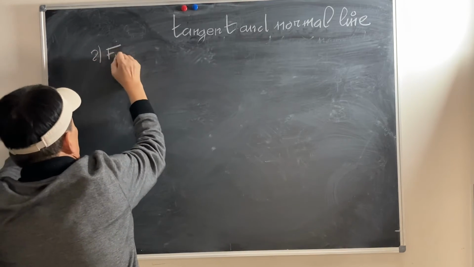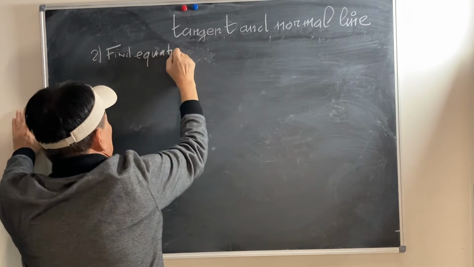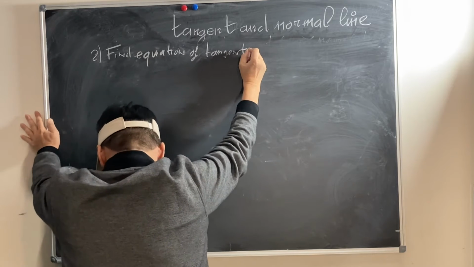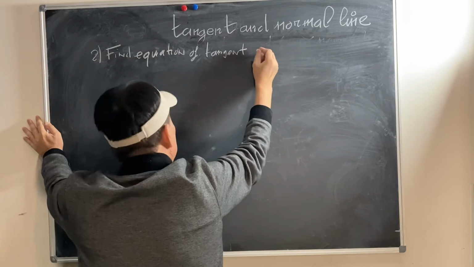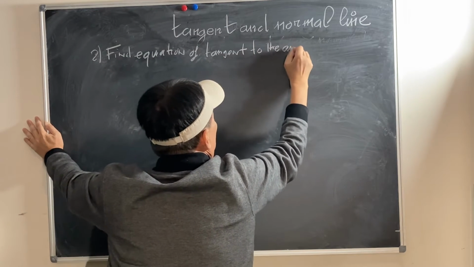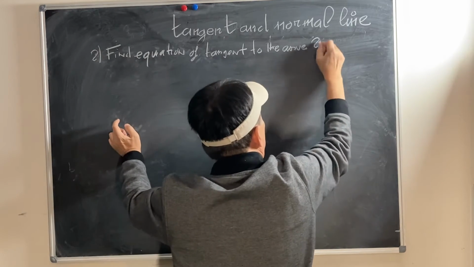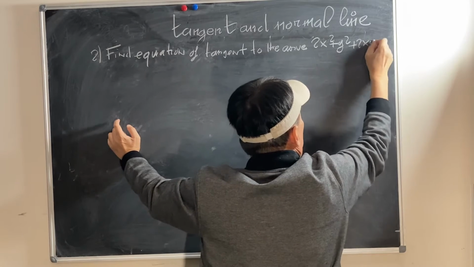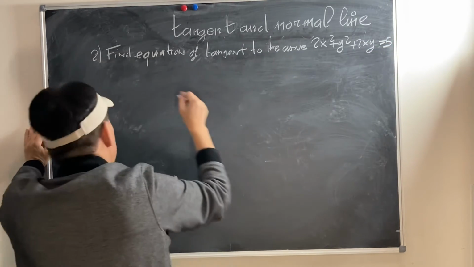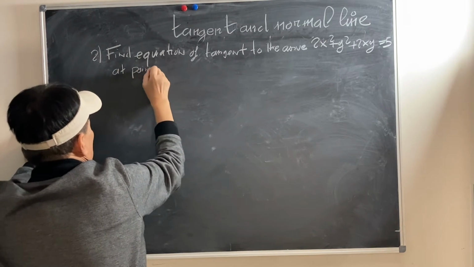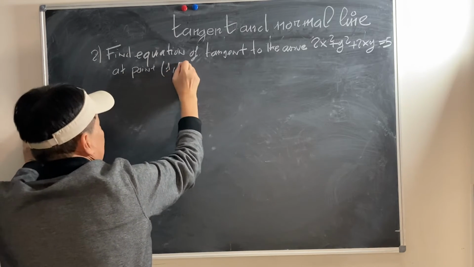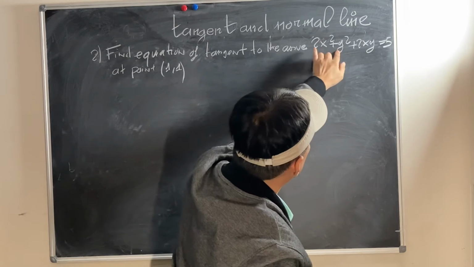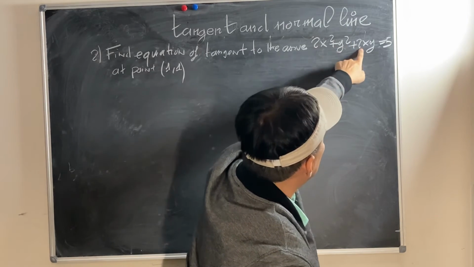Say 2, 5. Find the equation of the tangent to the curve 2x squared plus y squared plus 2xy equal 5 at the point (1, 1). Okay, remember this point belongs to that curve. Okay, this is x equal 1 here, you get 2 plus 1 equal 3 and plus 2 equal 5, so it works.